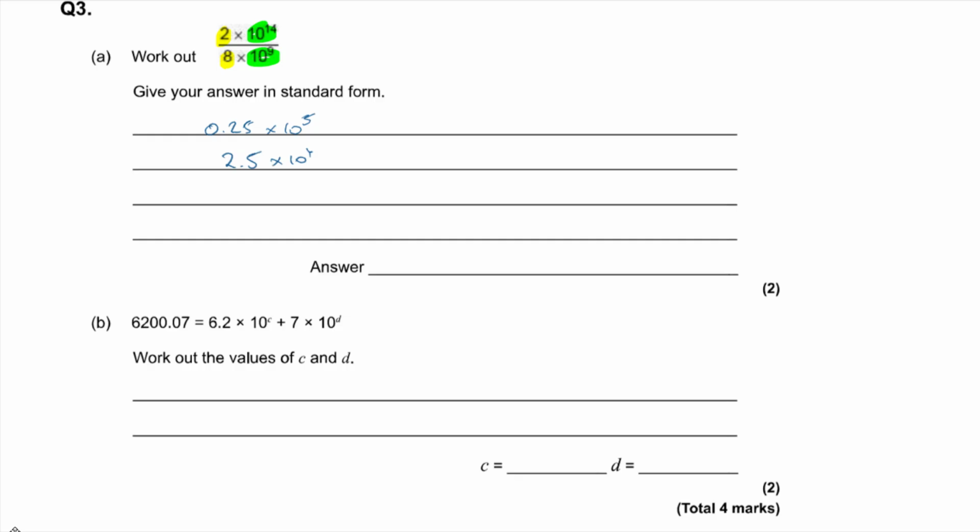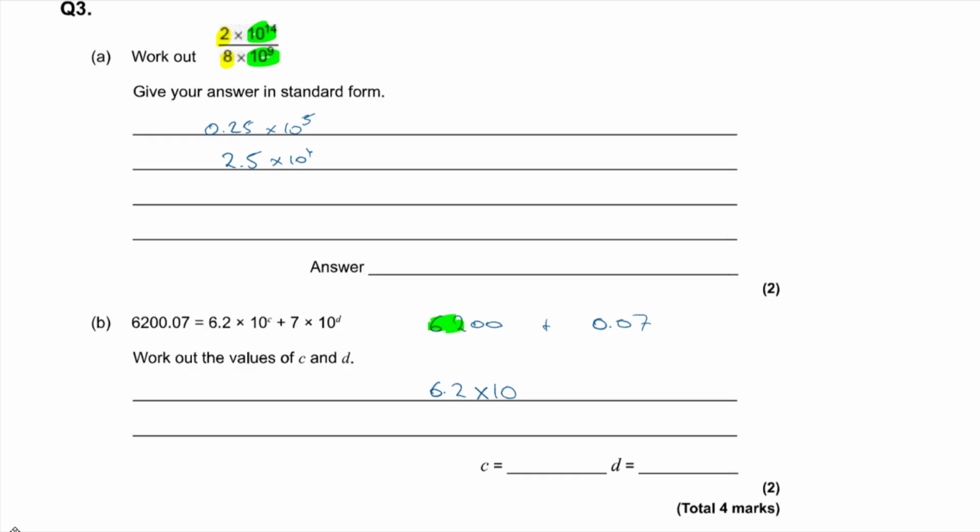And then part B says 6200.07, that is equal to 6.2 times 10 to the C and 7 times 10 to the D. Okay, well, I suppose we could say that 6200.07 is 6200 plus 0.07 then, isn't it? Okay, so writing those two numbers in standard form, 6200, take the digit part, 6 and the 2, going to write it as a mantissa, 6.2, and that's going to be multiplied by an appropriate power of 10, isn't it?